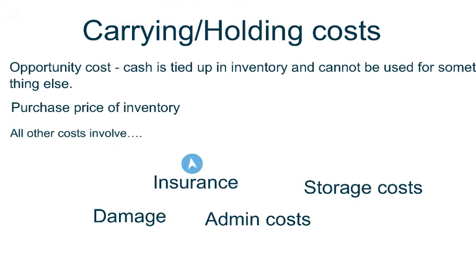And then you have also other costs involved. That can be your insurance. You can take out an insurance policy on your inventory. It can be the storage cost. You must have a store or some place, a premises to store the inventory. It can get damaged, so there's a certain cost involved if the items get damaged. And then also all the admin cost involved in carrying this inventory.